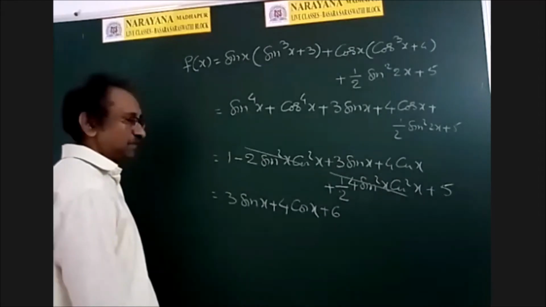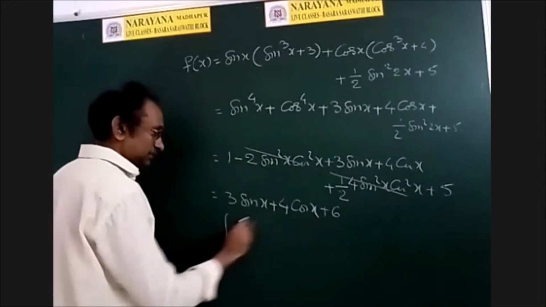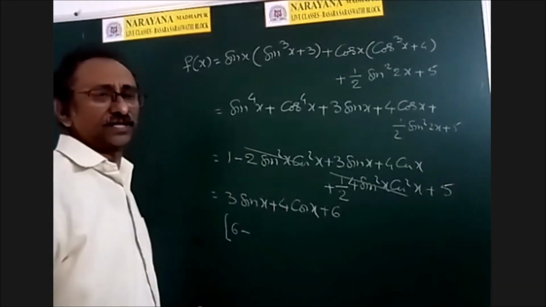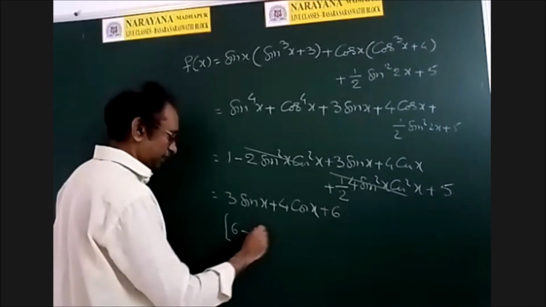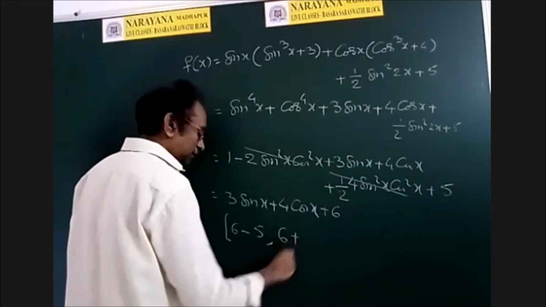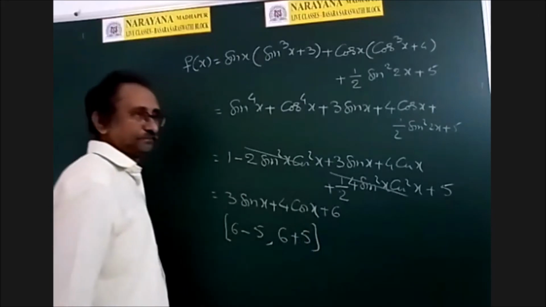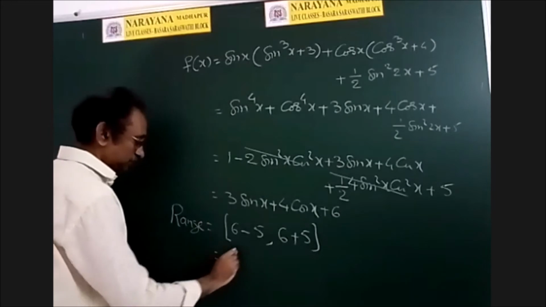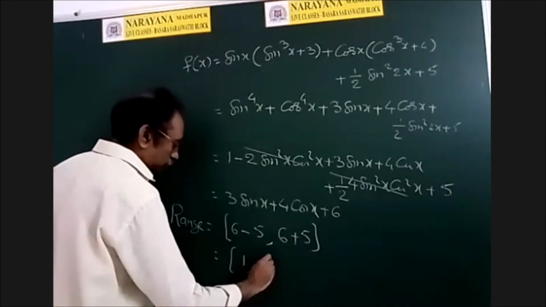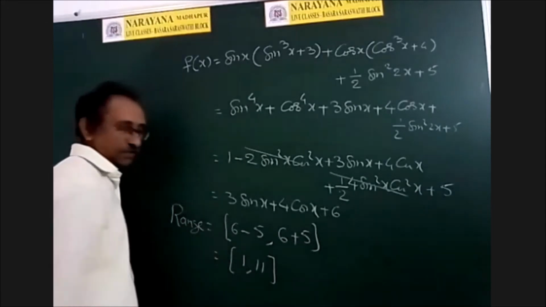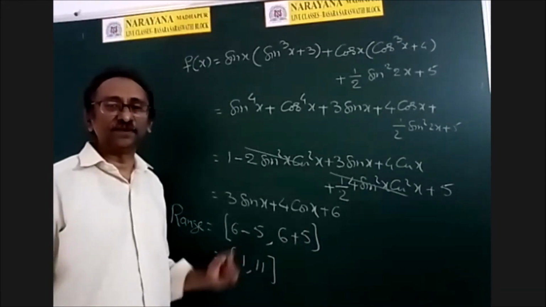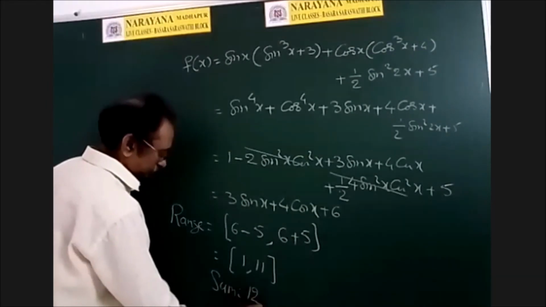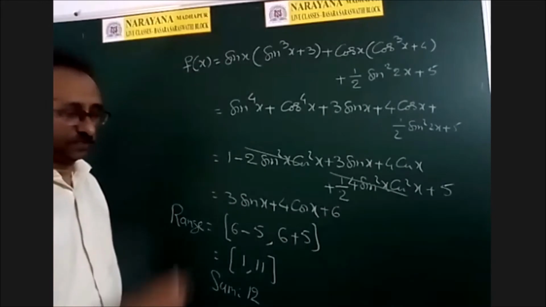So what is the minimum value of this function? That is c minus root of a square plus b square. Those numbers are also standard, root 25, that is 5. Minimum is 6 minus 5, and maximum is 6 plus 5. Therefore, the range of the given function is 1 comma 11. So minimum is 1 and maximum is 11. He is asking the sum of those two numbers, so the answer is 12. Okay, madam.